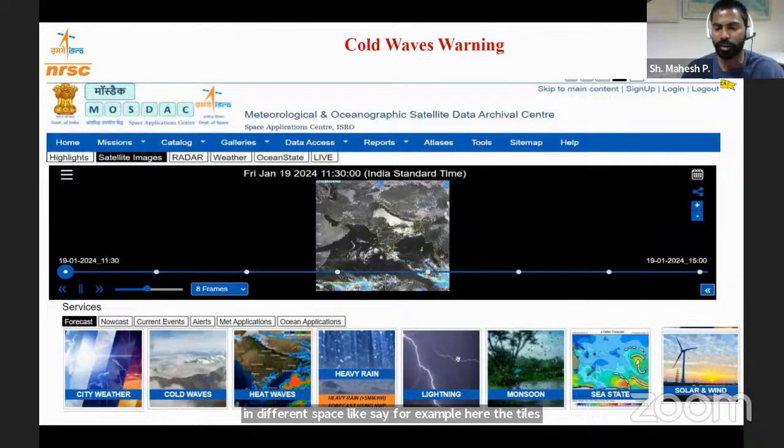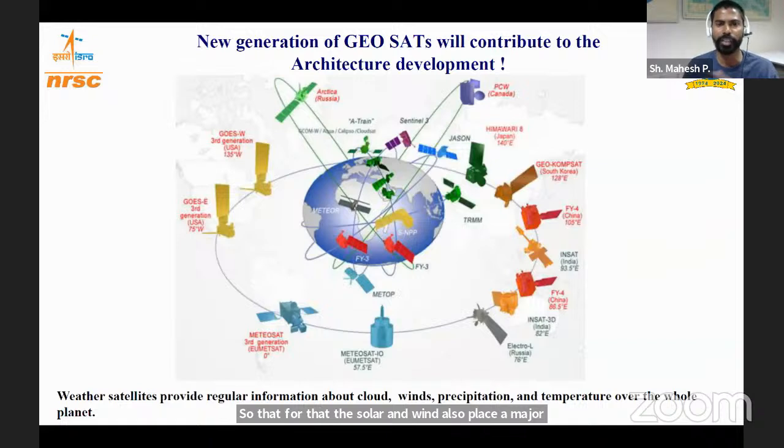The lightning is also a modeling activity. From the model, they are able to see the lightning activity and lightning-prone areas, and monsoon and sea state, how the sea level rises and other things, and solar and wind energy also. As part of renewable energy, the solar and wind energy, how it can be utilized to generate renewable energy, which is also part of the COP21 agreement, how much renewable energy we need to generate from India. For that, solar and wind also play a major role in generating renewable energy.